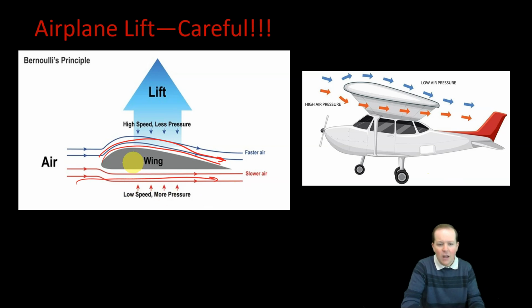It's not true that the air on the top has to reach the end at the same time. That is not a clear or obvious answer. And in fact, it turns out often when we do tests, the air is not traveling the same distance in the same time, okay? To be honest, a better explanation, in my humble opinion, is really Newton's third law.